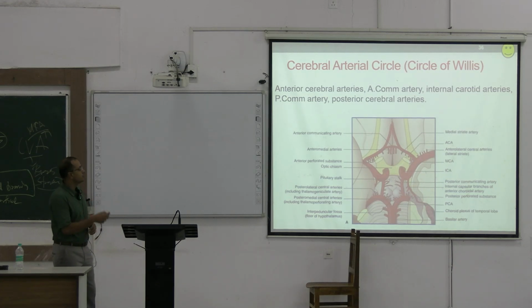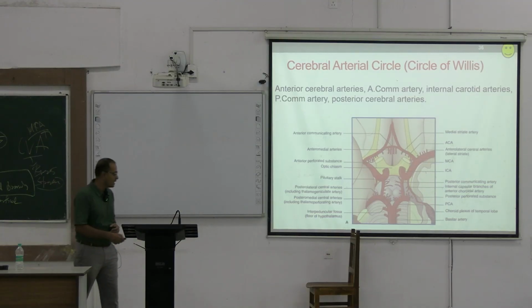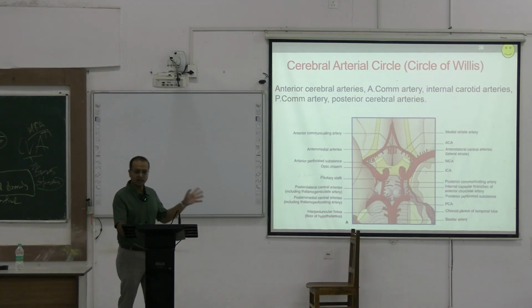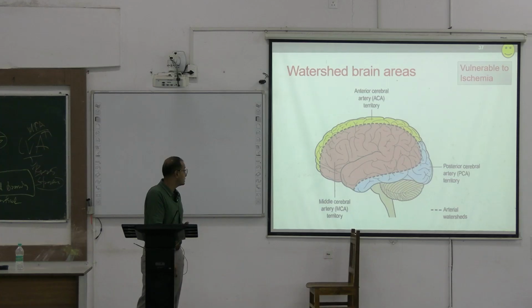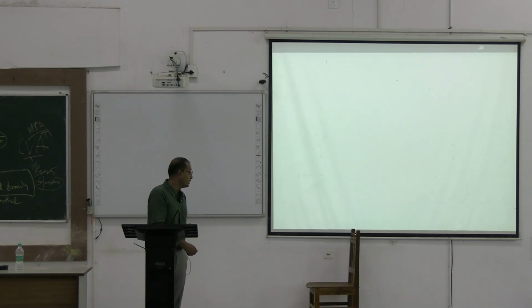So in this region, we have a network we call the Circle of Willis. The clinical significance of that is that it communicates between the right side of the brain and the left side of the brain, and the anterior half of the brain and the posterior half of the brain. So this is about this particular network of the system.